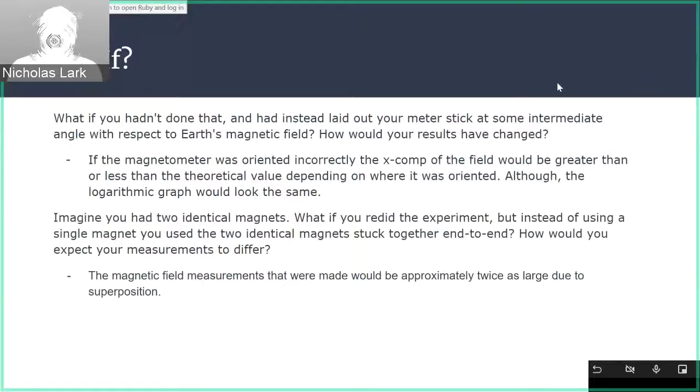What if I had instead laid the meter stick out at some intermediate angle with respect to Earth's magnetic field, how would my results have changed? They would have changed because the x component would either be greater than or less than the theoretical value, depending on where it's oriented, so basically greater than 0, although the graph would still look the same. And if I had 2 identical magnets instead of 1 and stuck them together, basically the magnetic field measurements that were made would be approximately twice as large due to the law of superposition.